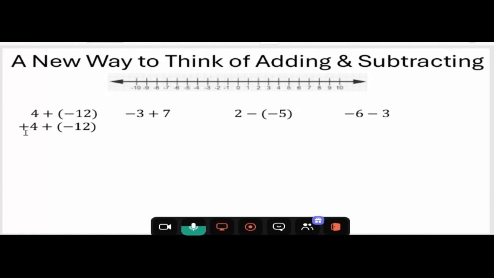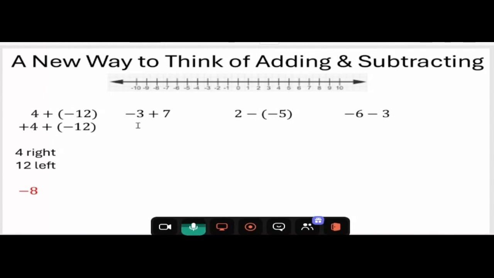So this says go 4 to the right, plus this says, well, that's the opposite, right? So that says go 12 to the left. 4 to the right and 12 to the left. If we go 4 to the right, 4 to the right of 0, and then 12 to the left, well, they're back 4 and another 8. We end up at negative 8. 4 to the right and 12 to the left.